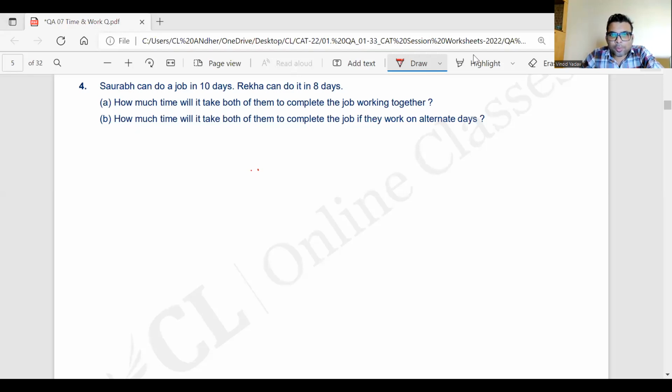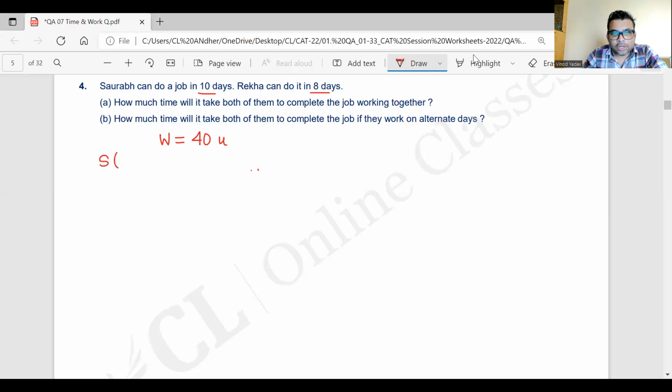Saurabh can do a job in 10 days. Saurabh ka individual time diya. Rekha can do it in 8 days. Based on this only, friends, I should be able to define the work to be done easily. Yes. What should that number be? Come on. Yes, the number in the table of 10 and 8. Superb. 40. So let's define the work as 40 units.